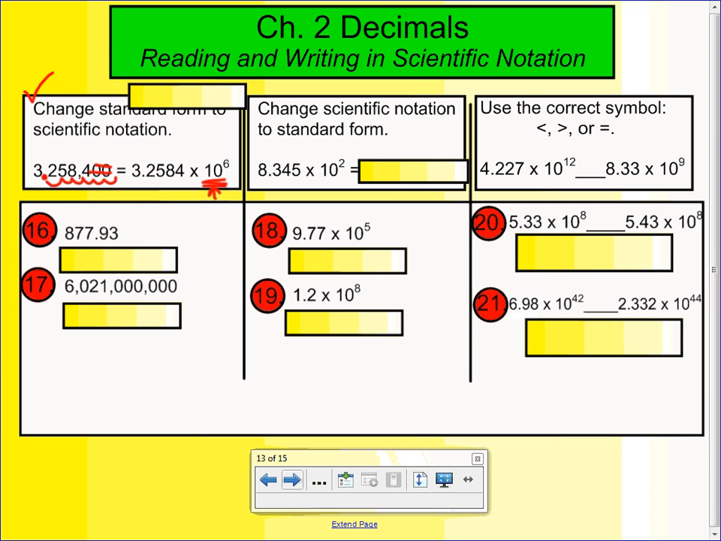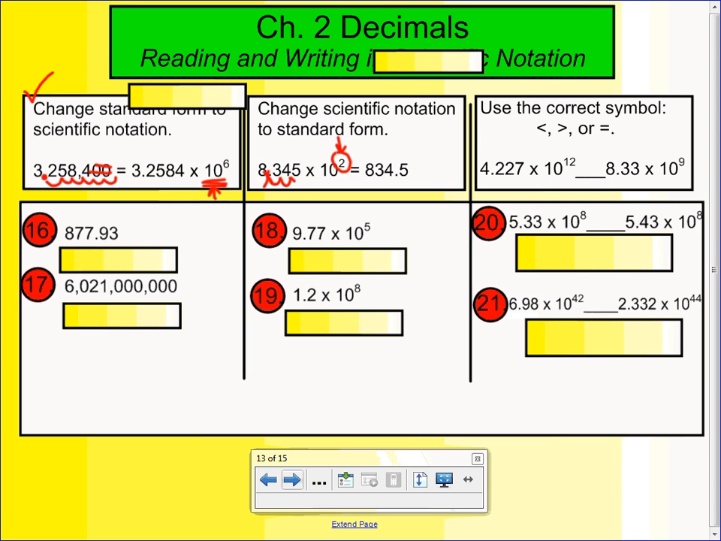We then move to changing scientific notation back to standard form. And to do that, we look at our exponent, which is a 2. And that tells us to move our decimal point 2 places to the right to make it a larger number. And then we rewrite that number, knowing that the decimal's no longer here. We write it as 834 and 5/10.